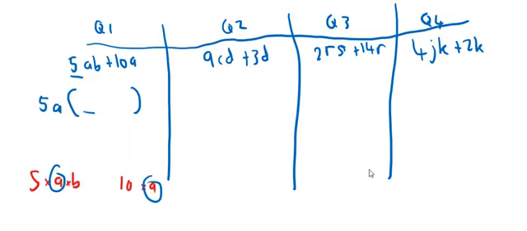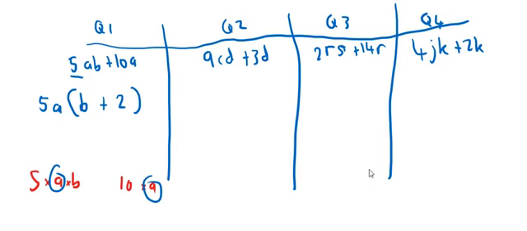Then what multiplied by 5a gives me 5ab? It would just have to be b, or you could put in 1b. Then what multiplied by 5a gives me 10a? So it'll be plus 2. So 5a multiplied by 2 gives me 10a.